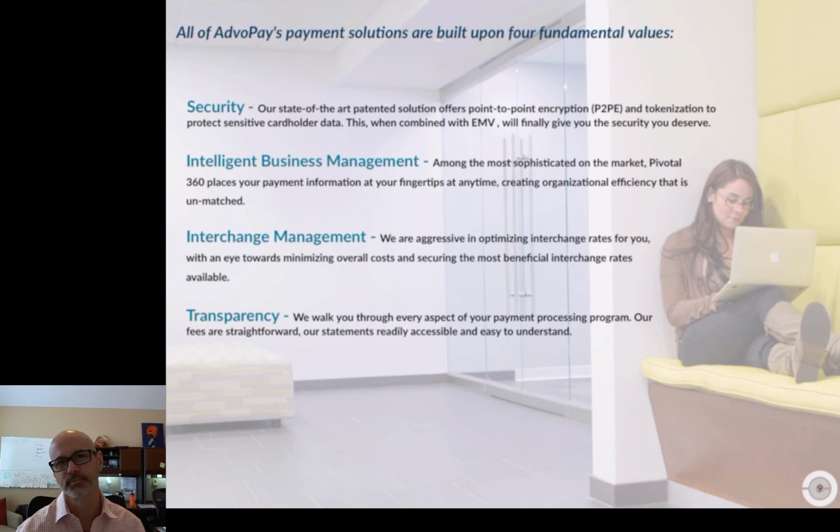Number 1 is security. Okay? Obviously, being secure, making sure that you can have what we like to call P2P, or point-to-point encryption, and that tokenization process. But also having some intelligent business management. Using some of the reporting technologies like Pivotal 360 allows you to really see your transactional data whenever and wherever you'd like to. Interchange management is huge. If you're finding that you're taking a lot of level 2 business cards or level 3 cards, we have what's called interchange optimization. And interchange optimization just changes the actual interchange level based on sending through all the required data to ensure the lowest possible interchange rate.